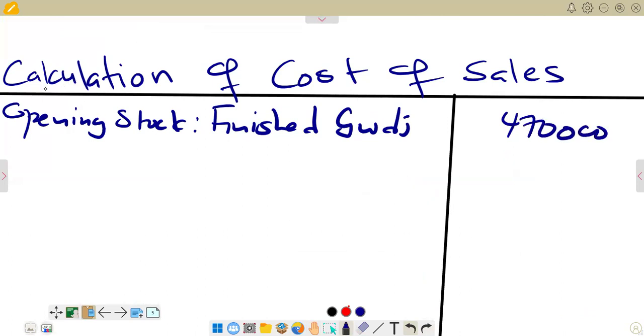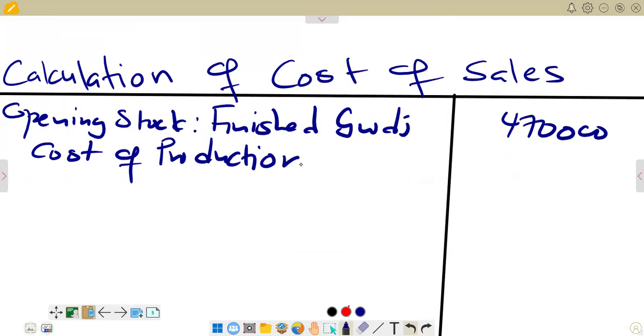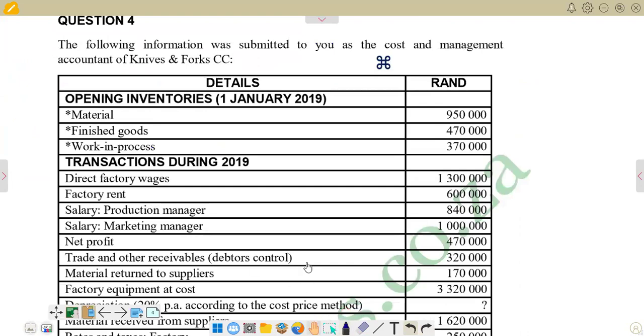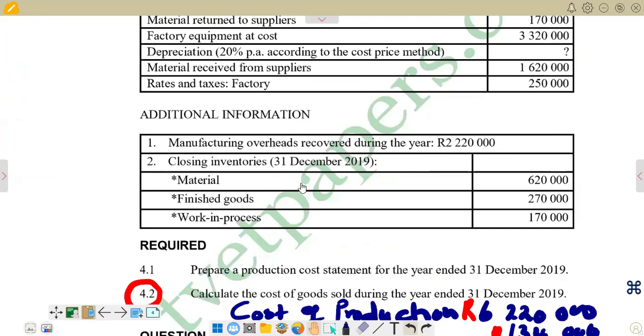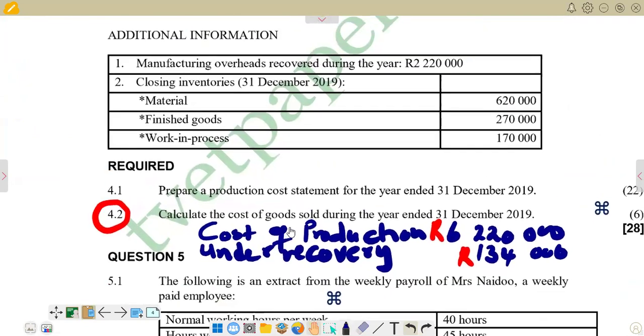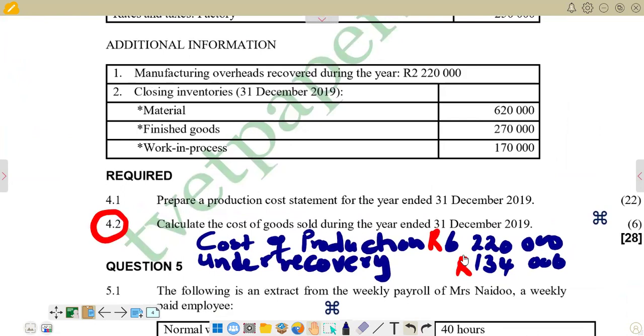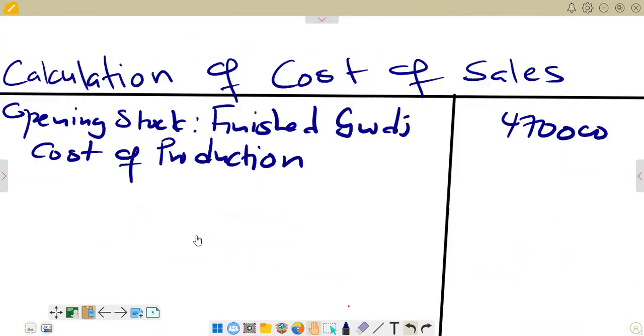And then after that, you are supposed to add your cost of production figure. Remember, this figure, you would have got it after preparation of the production cost statement. This is the final figure that you get in the preparation of the production cost statement. So in this question, we have the figure given because the production cost statement was prepared in the previous videos. So we've got the cost of production, which is a value of 6,220,000. So this is the figure that we're going to use for cost of production. So if you come here, we've got 6,220,000.